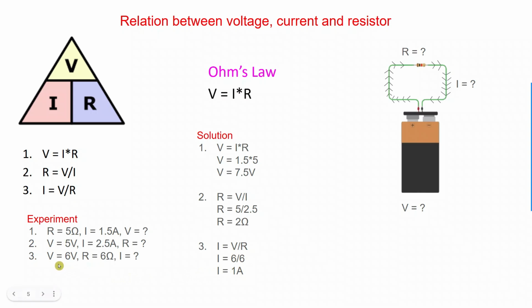The third combination is I equal to V by R. We know V equal to 6 volt and R equal to 6 ohm. Now we don't know I, so we'll calculate the value of I. I equal to V by R. V is 6 volt and R is 6 ohm. 6 divided by 6 equal to 1. What is the unit of I? Ampere. 1 ampere.